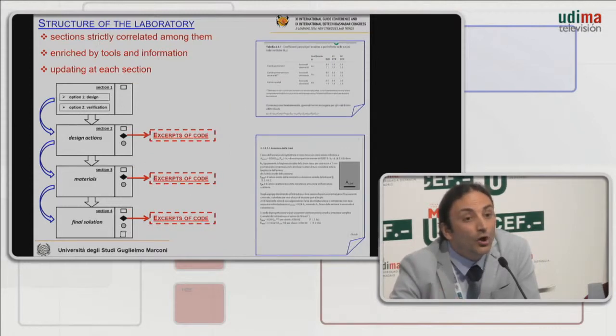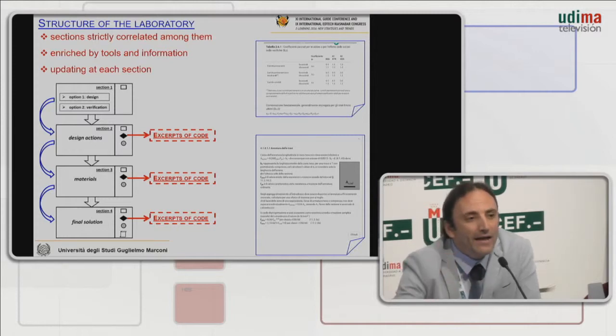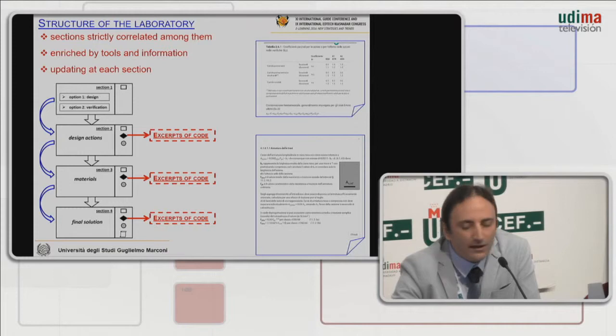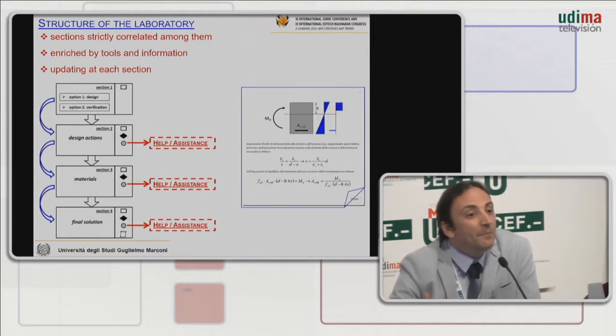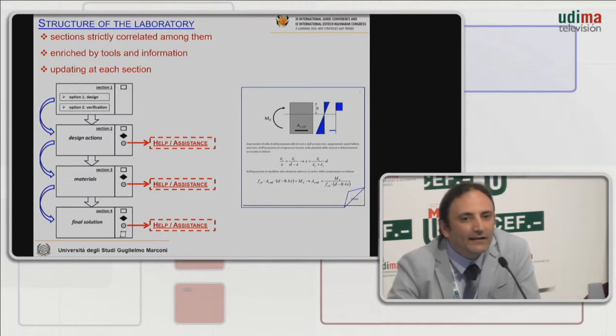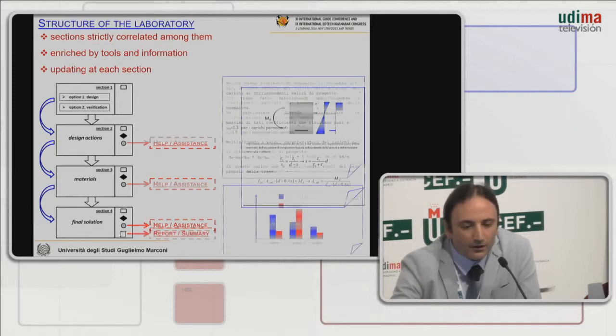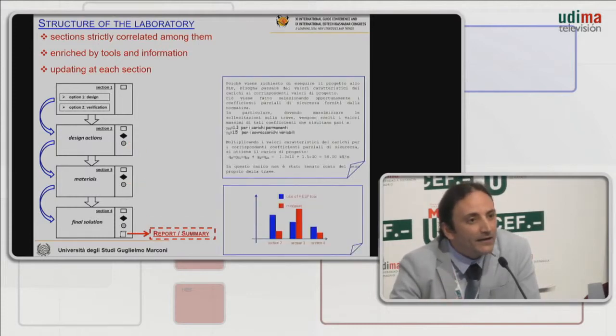Excerpts of the code which allow students to consult specific information of the code by remaining in the environment of the laboratory. A help assistance tool, which helps students by providing, for instance, notes from the theory or suggestions for the development of the problem. And finally, the automatic generation of two important documents.